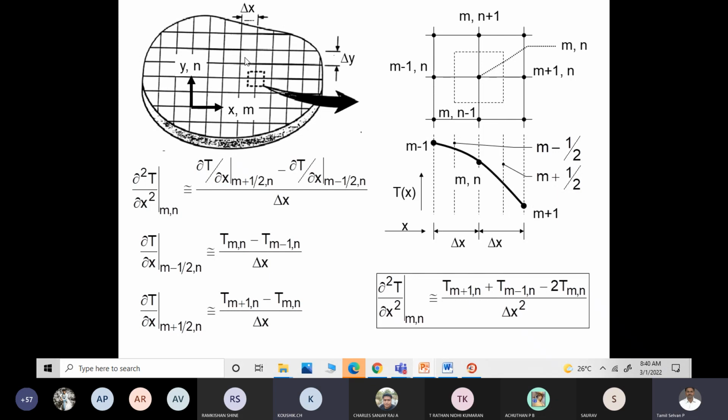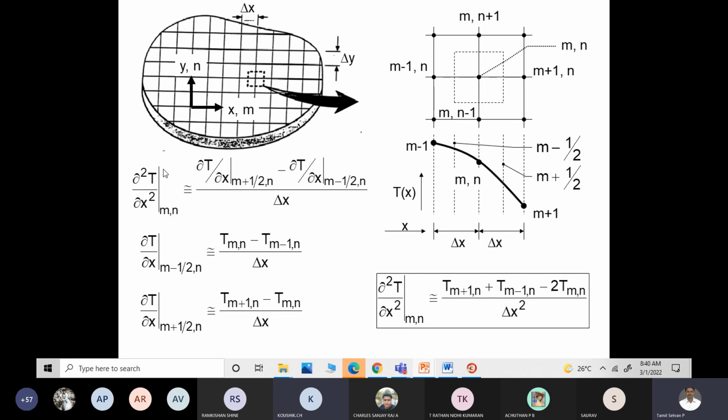Now what happens here is you can see from this point to this point, it is half of del x. Am I correct? From this point to this point, it is half of del x. Here you can see from this point to this point you have del x, so from this point to this point it is del x by 2. Similarly, on the y-axis side also it is del y by 2.